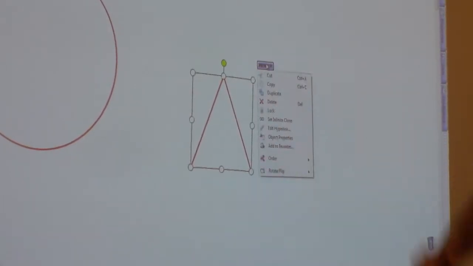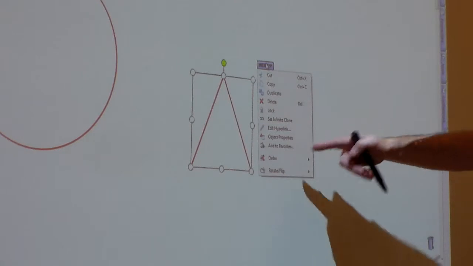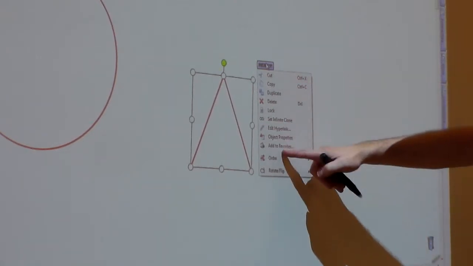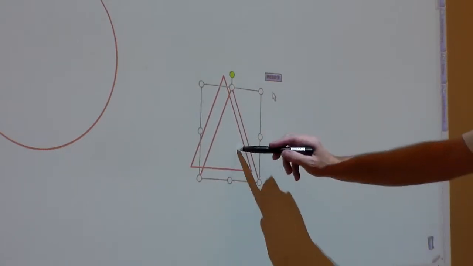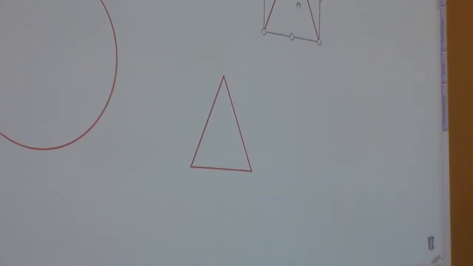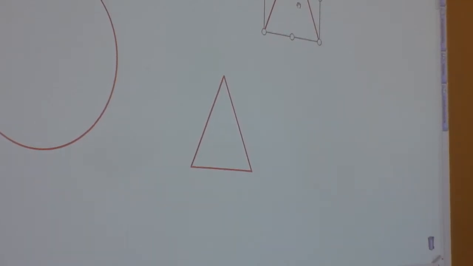Unlock. You could turn it into a hyperlink. Say for example, if you wanted to click on that and it take you to the Wikipedia page for triangles, you could do that. Most of these things are fairly intuitive. You click on it and say, okay, duplicate. All right, well, let's see what happens. Okay, now we've got two of them. It should be pretty straightforward.